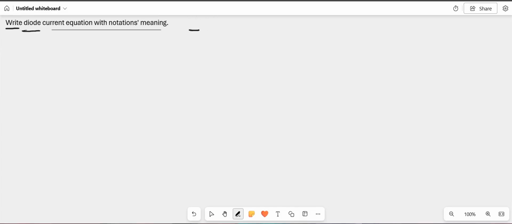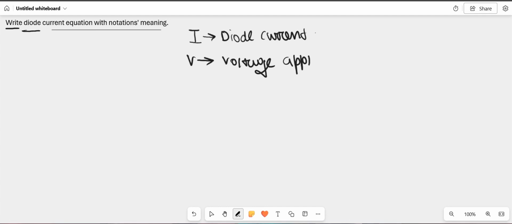For example, we are considering I, the current which is flowing through the diode, or we can say this is the diode current. And V is the voltage which is applied to the diode.